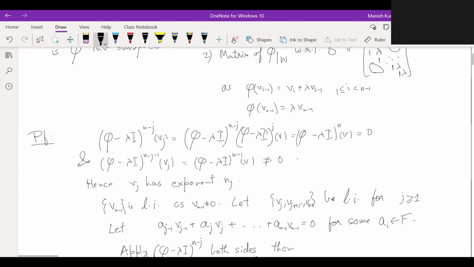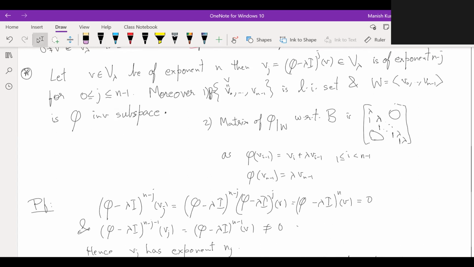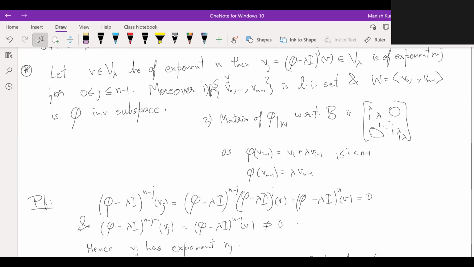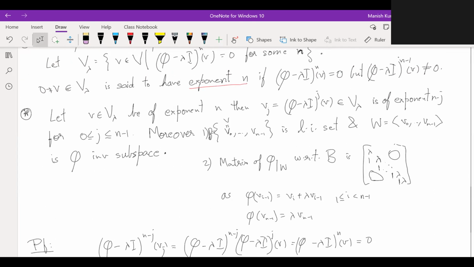Okay, so we have proved this first statement, that B is indeed a linearly independent set. And why is W a phi invariant subspace? I didn't argue this, but it should be okay as well. What happens if we apply phi to W? We just have to check what happens when we apply phi to the basis elements. V0 to Vn minus 1 form a basis. So phi of V0 lands in W, right?